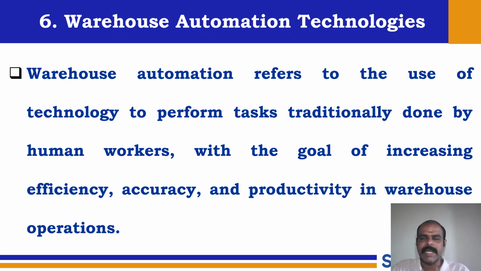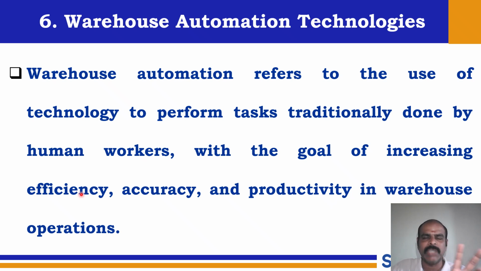Now let us get into the goals, how to perform this particular task. Warehouse automation refers to the use of technology to perform traditional tasks done by human workers with the goal of increasing efficiency, accuracy and productivity in warehouse operations. We have learned about warehouse operations. There are 8 such operations, and the 8th operation is returns processing, which is a non-value added activity, and the rest 7 are value added activities. Now let us omit that 8th one. For the sake of understanding, let us confine ourselves to the initial 7 points.